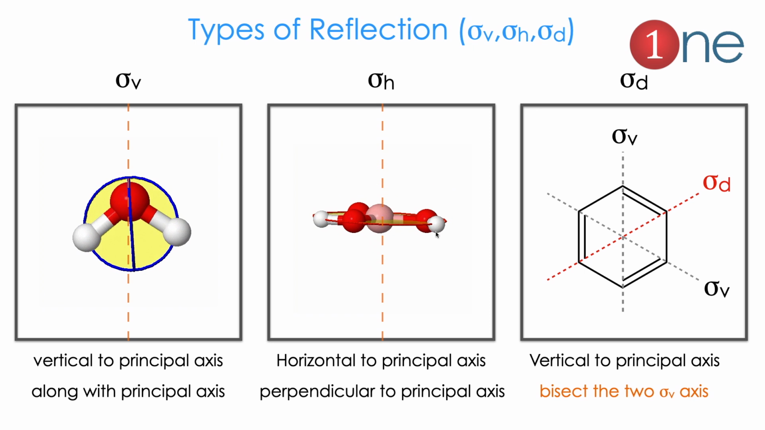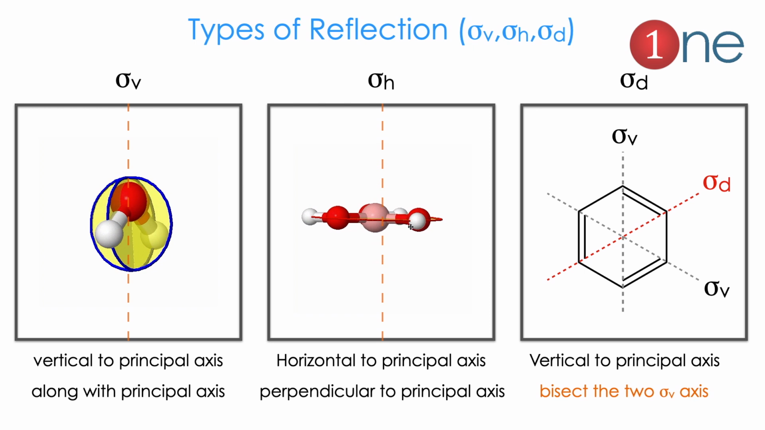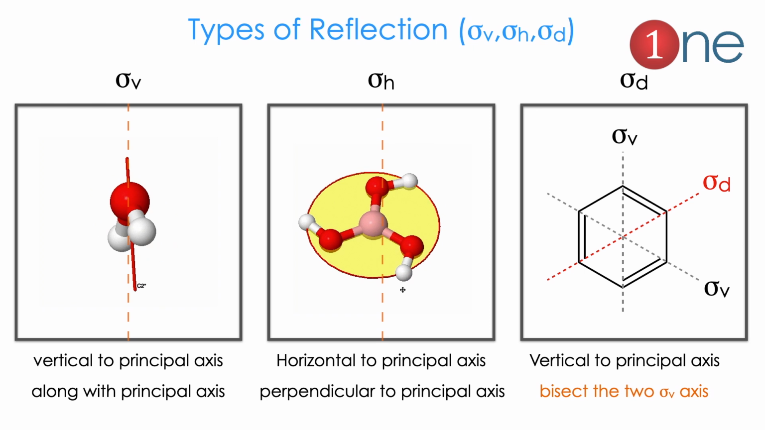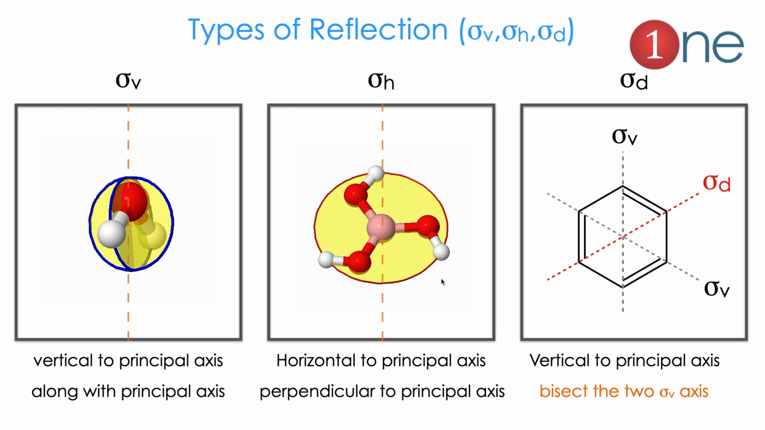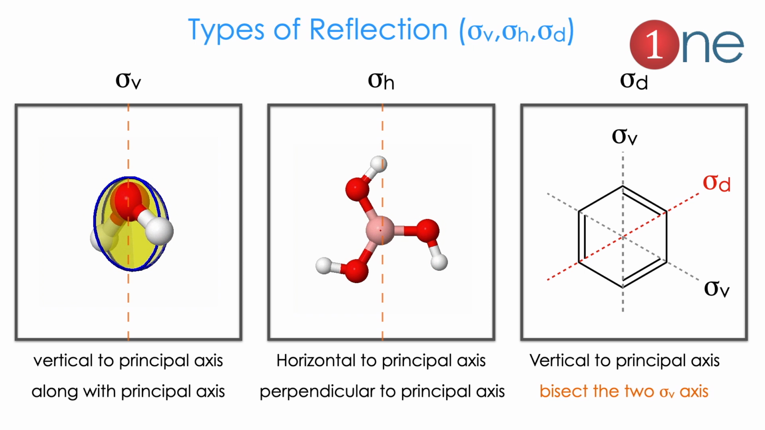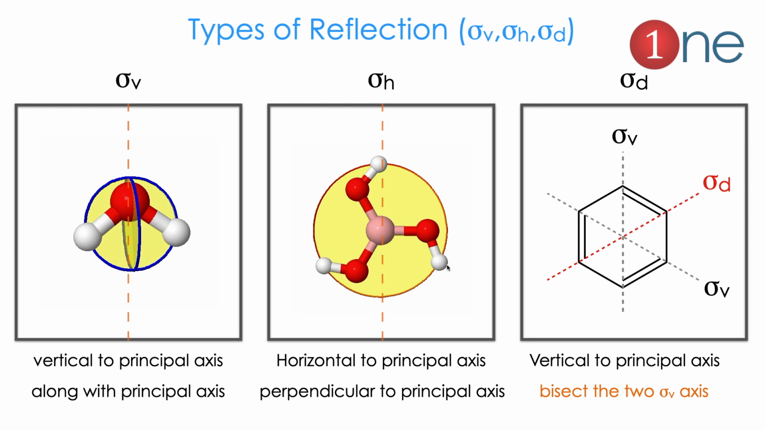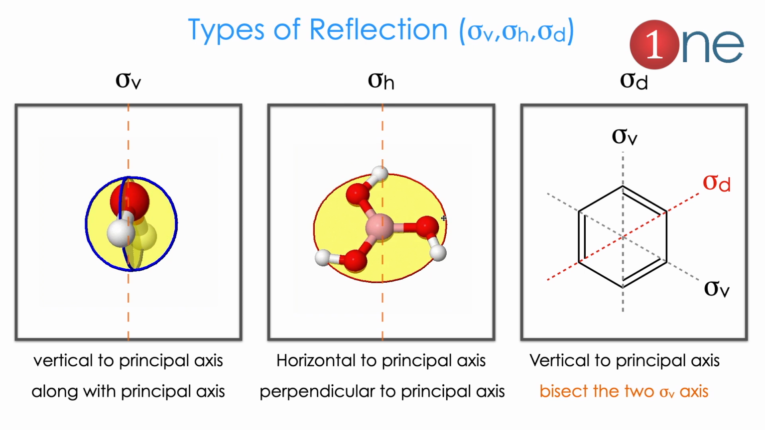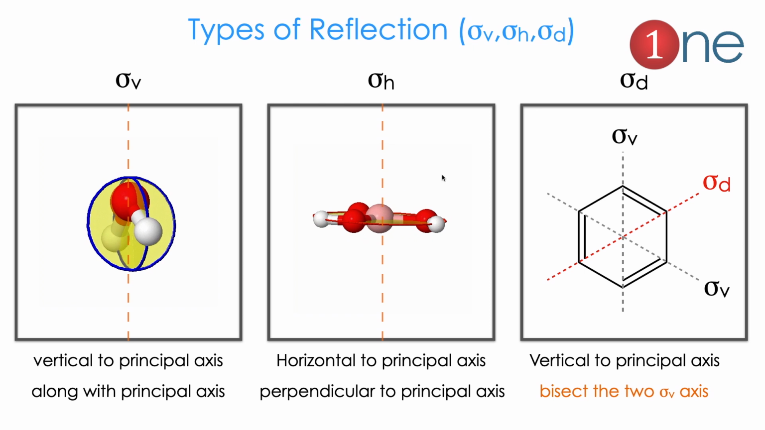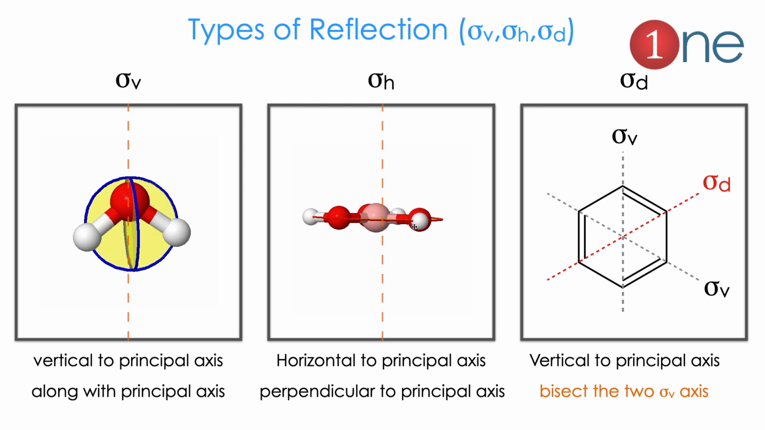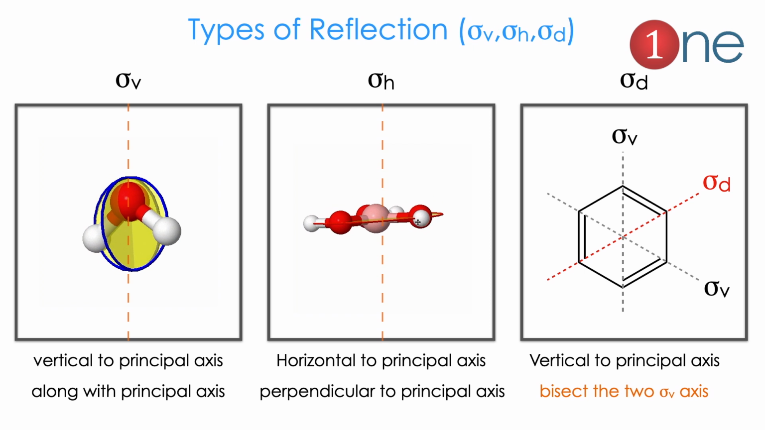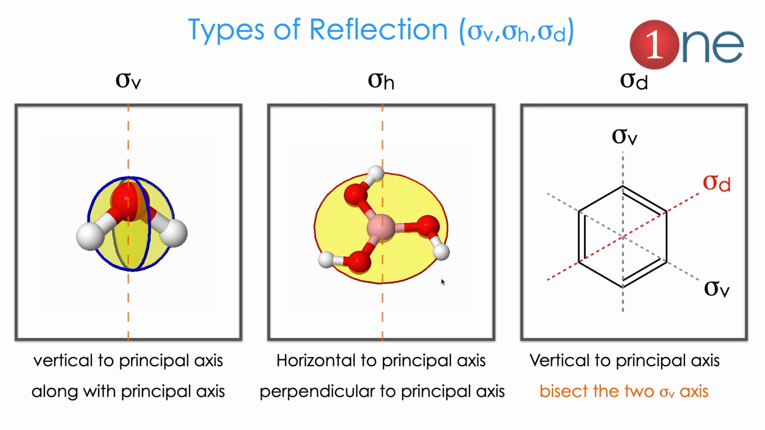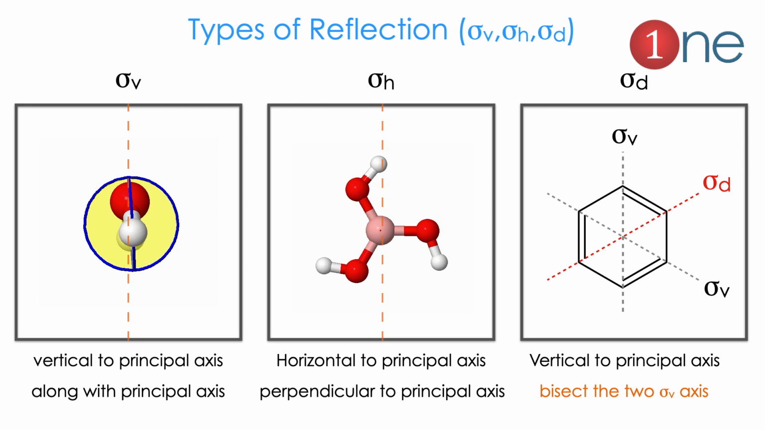Similarly, reflection can also be of three types. For that you should know the principal axis. The mirror plane parallel to the principal axis is called vertical, which is sigma v. You can see it from the animation. Similarly, if it is perpendicular to the principal axis, it is called sigma h. If you have two sigma v planes which are bisected by another sigma plane, it is called sigma d. So there are three types of reflection: sigma v, sigma h and sigma d.